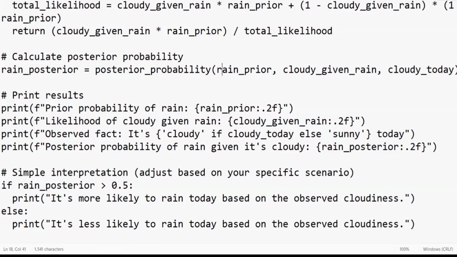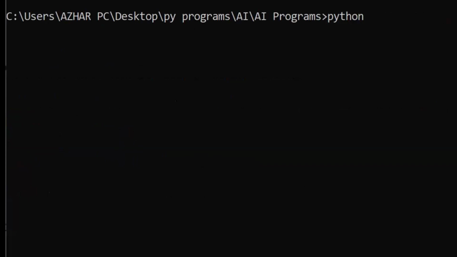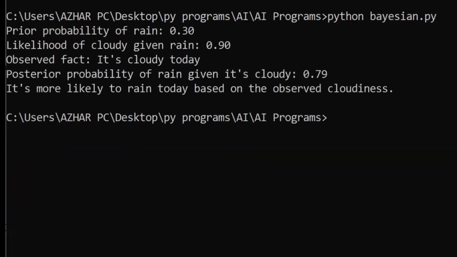So now let us run with few examples. This is Bayesian, right? Bayesian.py. So probability of rain we have given 0.3, 0.9. Observed side is cloudy today. So posterior probability is 0.7. It's more likely to rain today given the observed cloudiness.